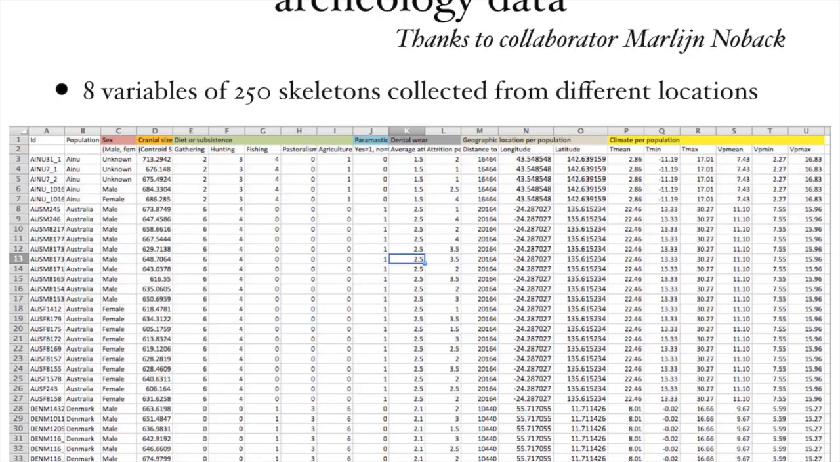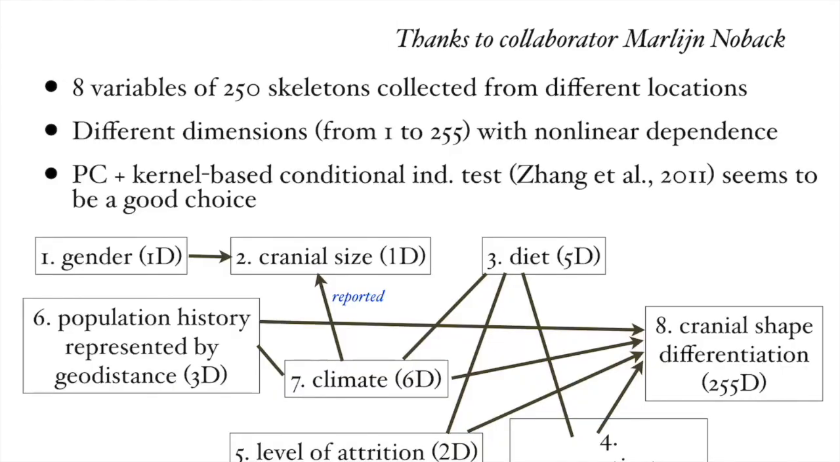So you can see, we can really see a lot of underlying causal information by analyzing data this way. And this is the second example. My colleague collected 250 skeletons in the world. She's an archaeologist. And they really want to understand those causal relations. And here we just apply method PC combined with our kernel-based conditional independence test. And finally, you can see this is the output. So it makes sense.